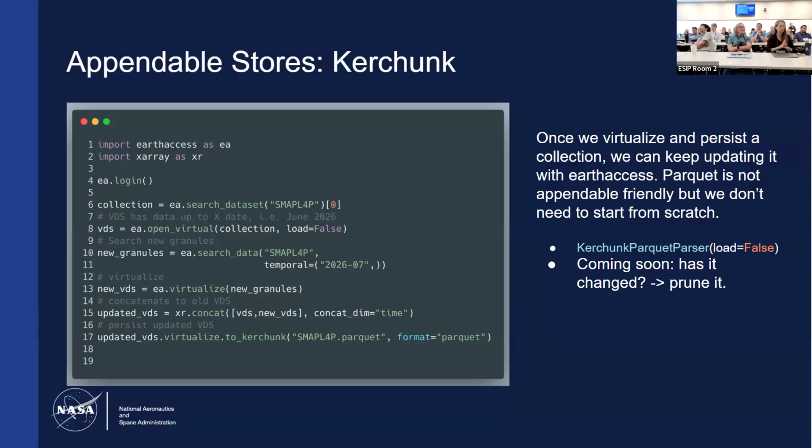I think I explained this slide. And you see the code is not pages of code. It's really simple with the Xarray syntax. It's just concatenate the old one and the new one. But you have to open it as a virtual lazy store. You see that load equals false. That says don't materialize the manifests. So it will open that Parquet file without materializing anything.